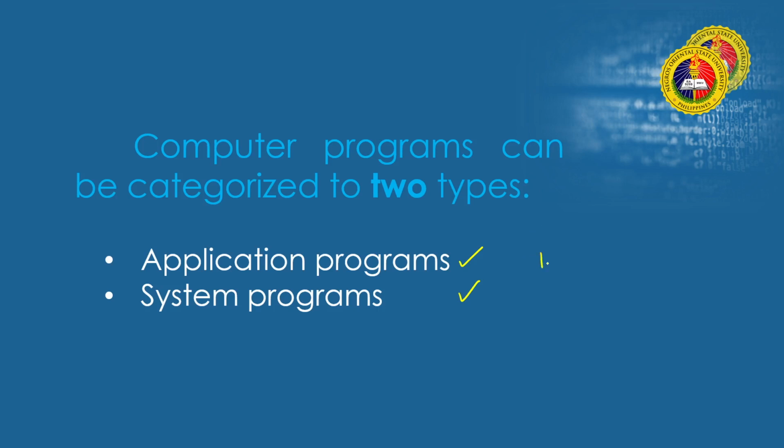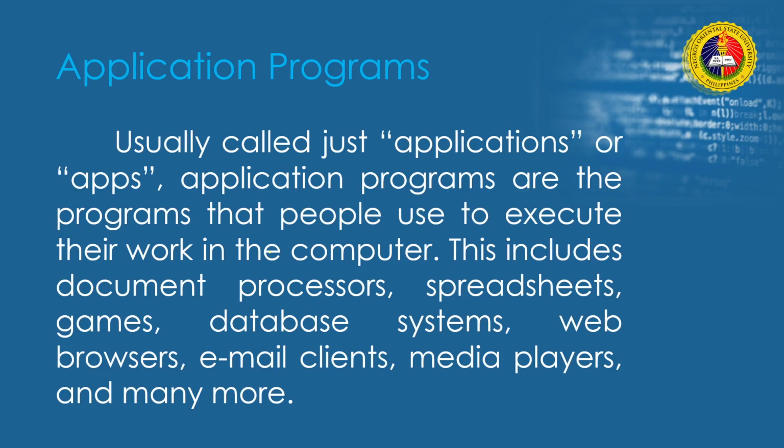So maybe soon, or maybe you're already done with that, but soon you'll be talking about the types of computer programs. But here, in computer programming, we're also going to talk about them. So there are two categories for computer programs. We have application programs and system programs. So let's start with application programs.